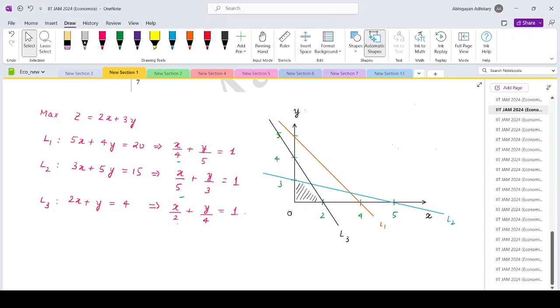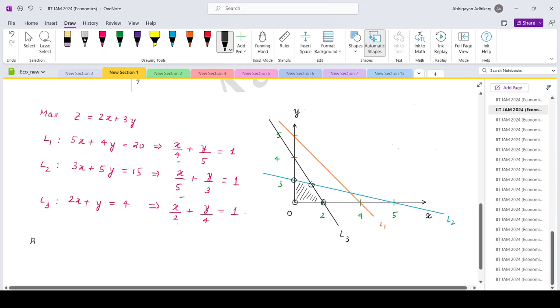This is the region over which we need to find at what point we get the maximum value of z. So obviously this has 4 boundary points that we need to consider. The maximum will occur at one of the 4 boundary points. We know 3 of them. The origin will obviously not be considered because we are talking about maximization. The other point is 2, 0.